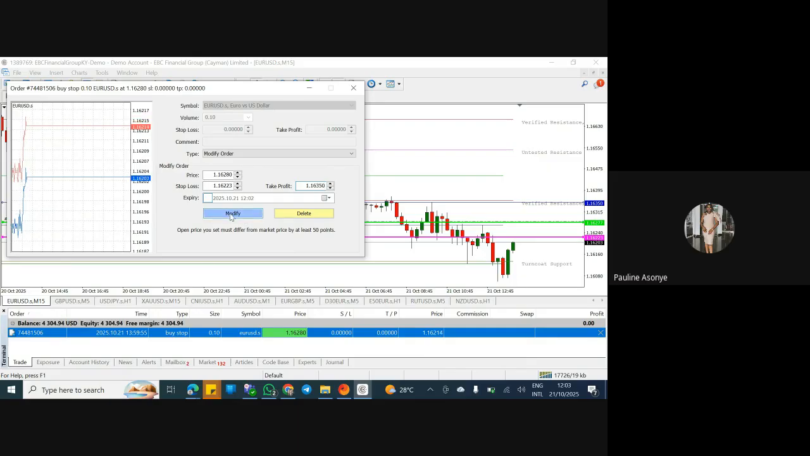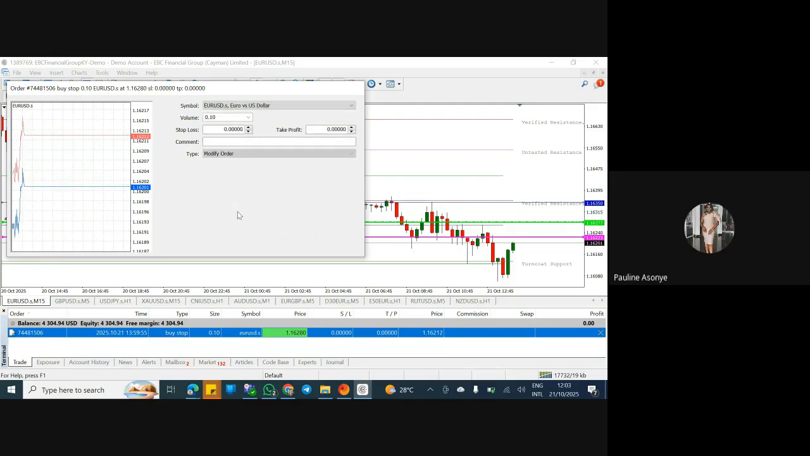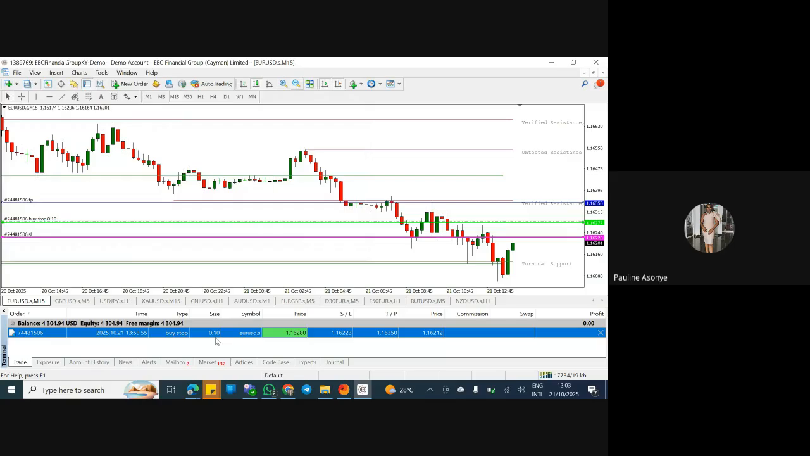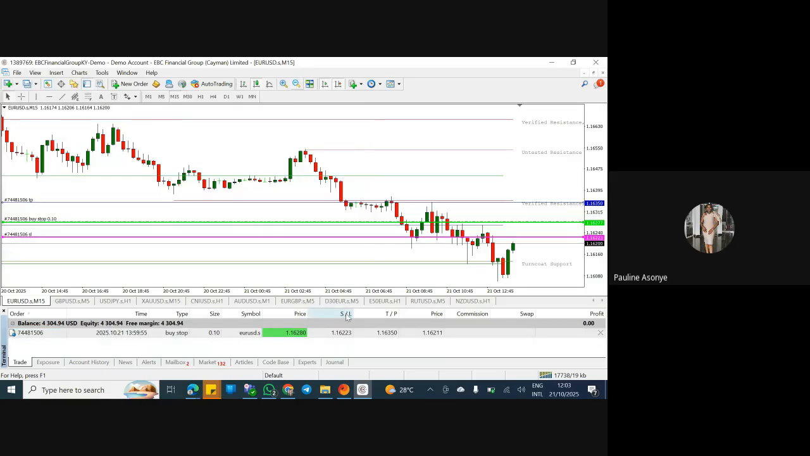Is our modify highlighted? It is. Yes. So that means our entry is perfect. Modify. And that's it. So now if you look at this trade, SL means stop loss, TP means take profit. Price is the entry price, which is the green one. So you can see stop loss is 1.162, just exactly what we have here. TP is 1.16350. So if this is a trade I sent to somebody, perfectly the person has executed it.